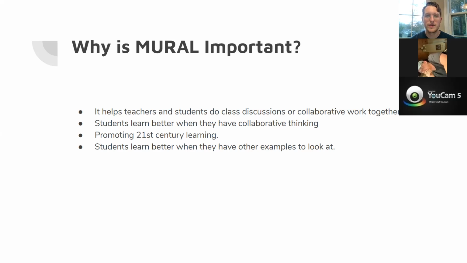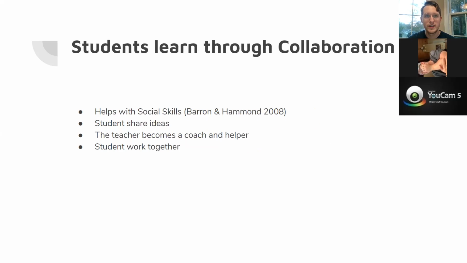So when students have examples where they can see other students' ideas, it gives them a sense where they can see what their colleagues or classmates are posting and learn from it, instead of the teacher telling you, hey, this is what you need to know. They pick up and take away from that and apply their own way of understanding. So, like I said earlier, students learn through collaboration. It helps with social skills.